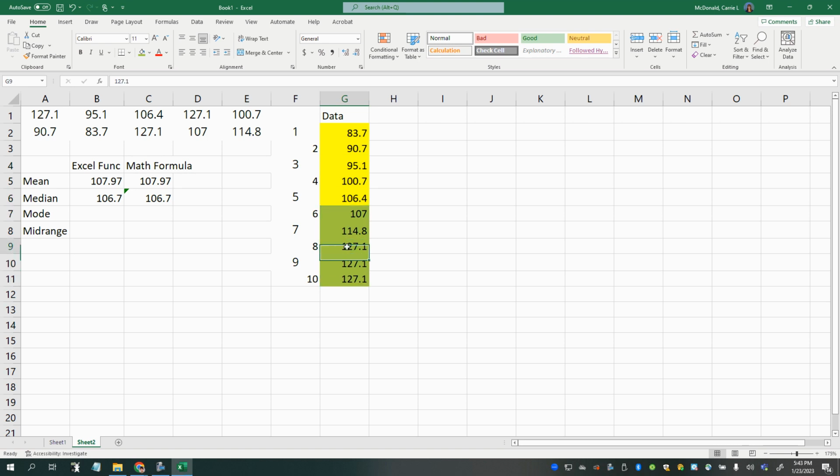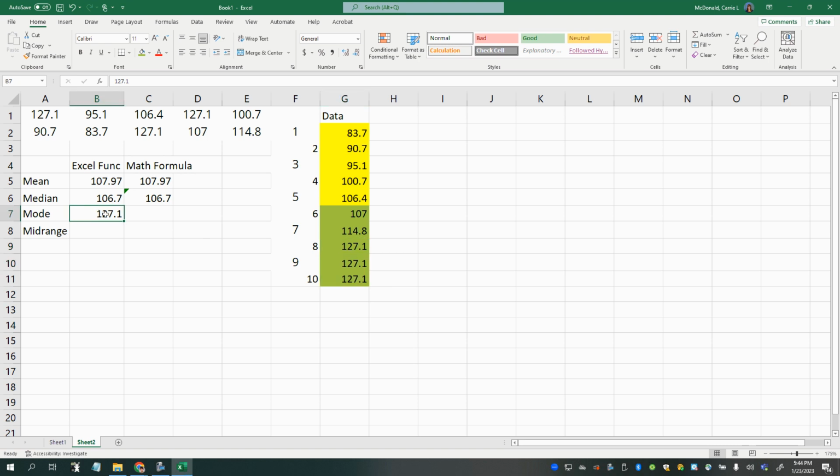And we do have 3 data observations that are all the same value. So the mode is 127.1 because it repeats the most number of times, right? It has a frequency of 3. So this data value, 127.1, has a frequency of 3, which makes it the mode.